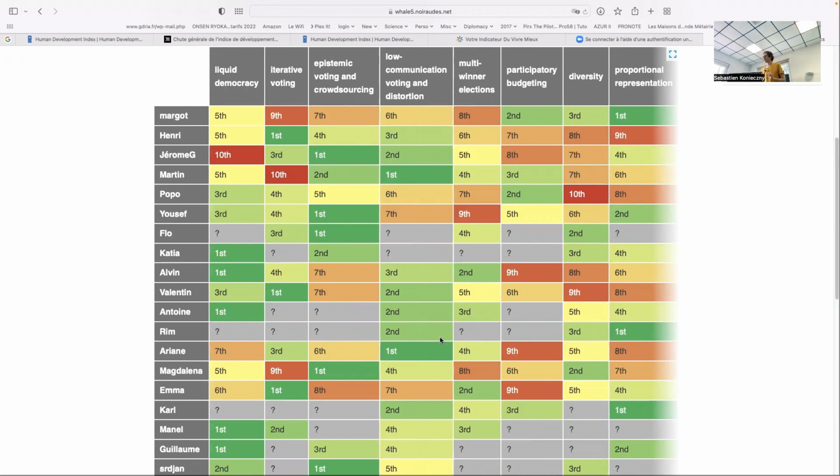Isn't it so intuitive for me to guarantee the diversity of this? STV, a single transferable vote. Yes, it does. Yeah, it guarantees some form of proportionality.